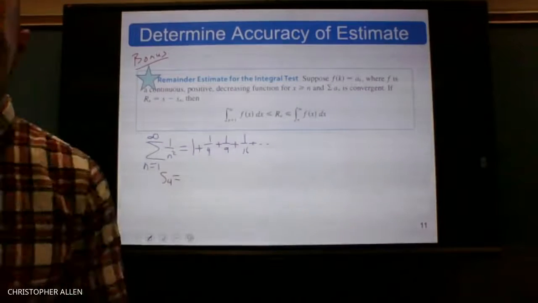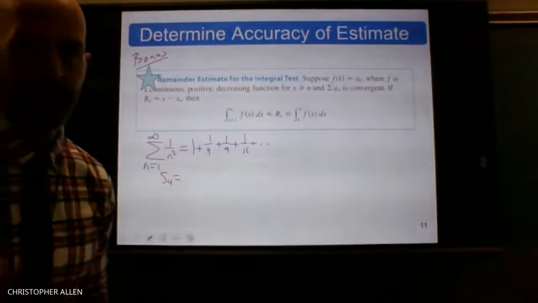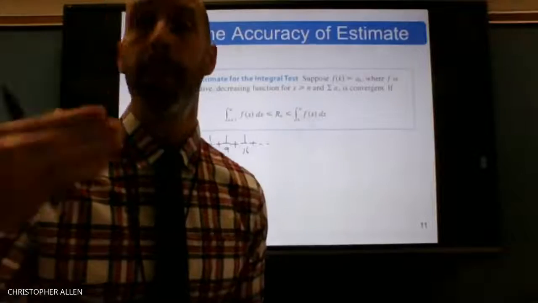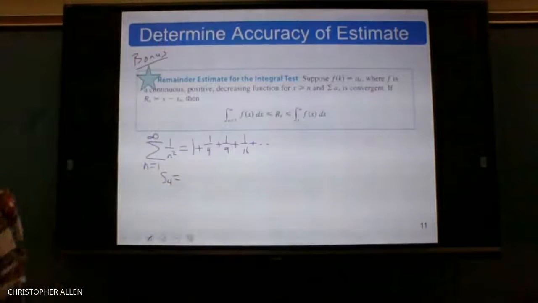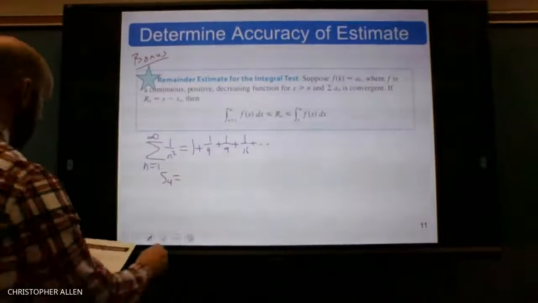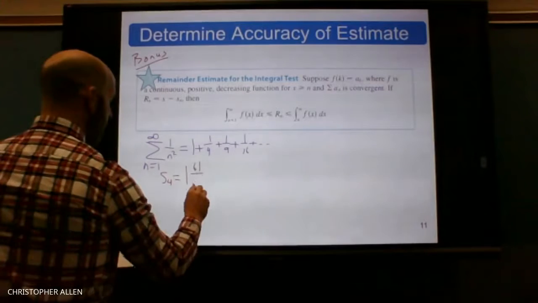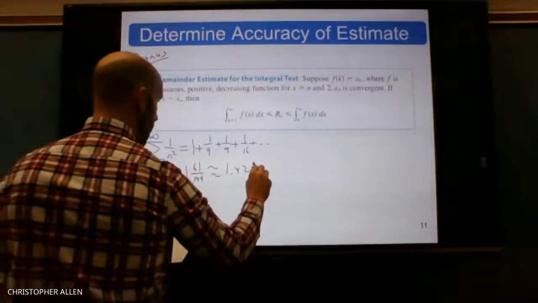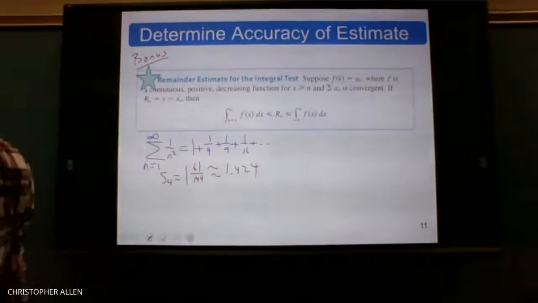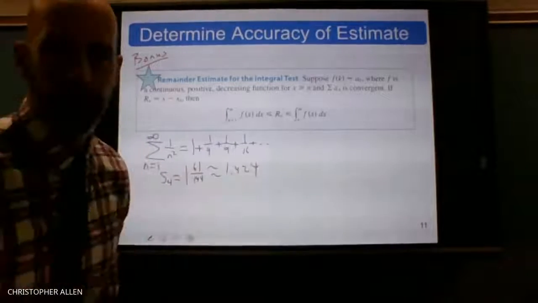What does that mean, S sub 4? This is review. What's the sum after 4? That's right, we call it the partial sum. That's exactly right, Jack. This goes back to section 8.1. And I'm just going to tell you that this partial sum is 1 and 61 over 144, which is approximately 1.424. Okay, fair enough?